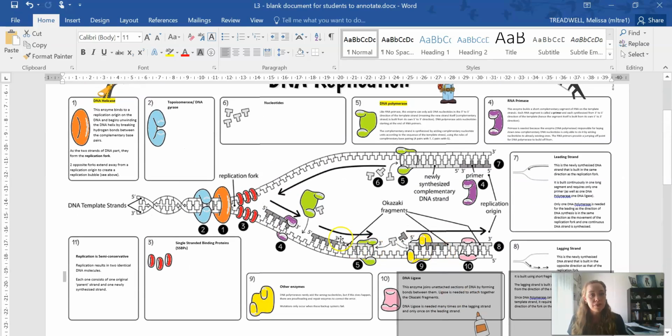Make sure you've got it filled in. You do need to know the role of those 4 enzymes as well as the direction that they can work. So whether it's the 5' to 3', the 3' to 5' of the template, or the 5' to 3' of the complementary strand. So it's important that you know the roles of each one and the direction that they can move. So hopefully that helps.